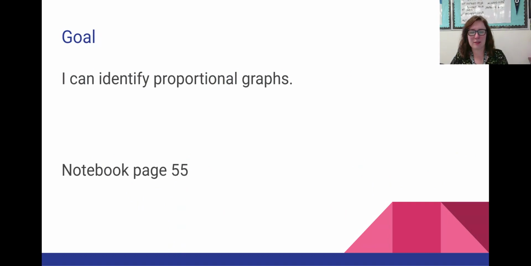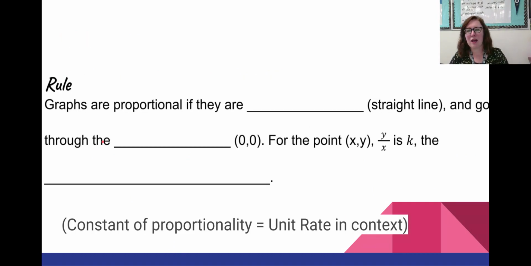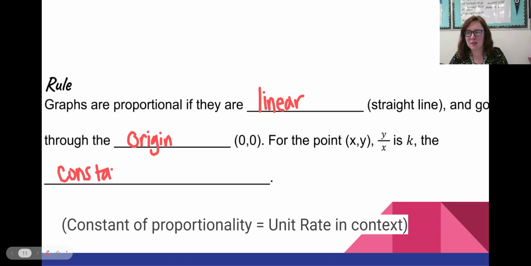Now let's look at graphs, proportional graphs. Graphs are proportional if they are linear. That's a vocabulary word that means straight line. And go through the origin. That's a vocabulary word for 0, 0 on a coordinate plane. For the point x comma y, so that means if we're on a graph and we have a coordinate point, maybe it's 3 comma 5 or whatever, then the fraction y over x is k, the constant of proportionality.